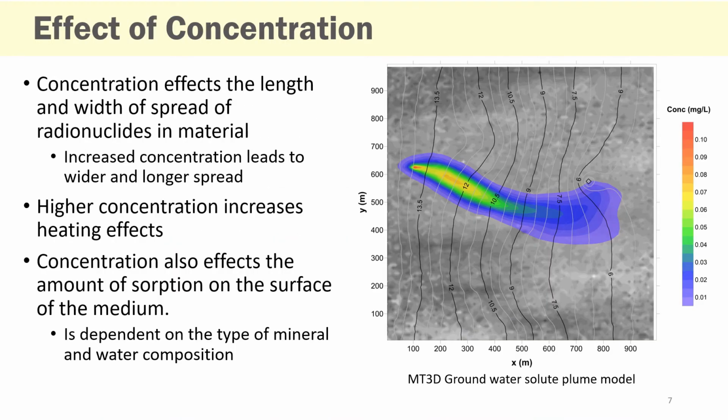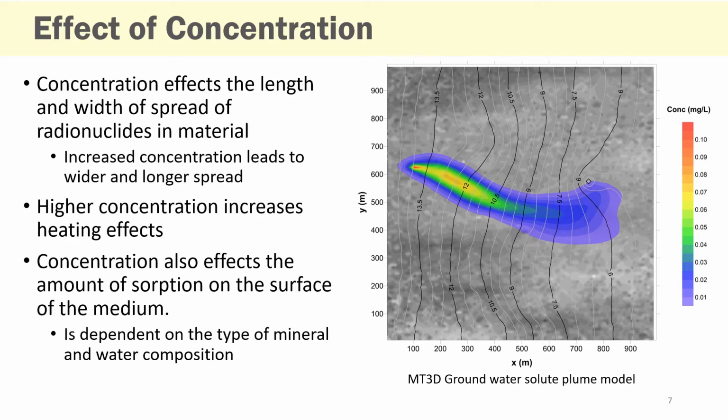In addition to velocity, concentration also affects the length and width of the spread of radionuclide material. Think about it when you put a drop of food dye in a glass of water. If the water's not moving, it's going to slowly disperse out and it's all going to become homogeneous. But if you put a drop of food dye in a running stream of water, you have a small stream of dye going out and it'll spread out. As you have higher and higher concentrations, this can lead to larger and longer spreads.